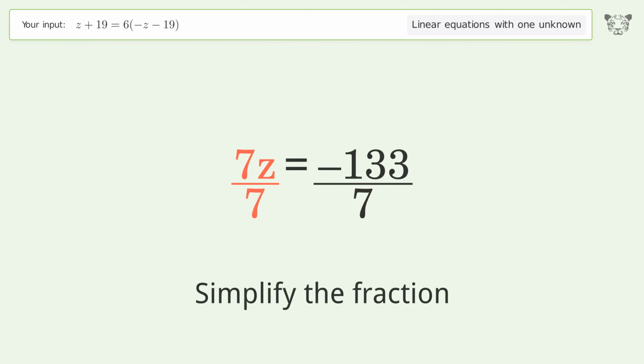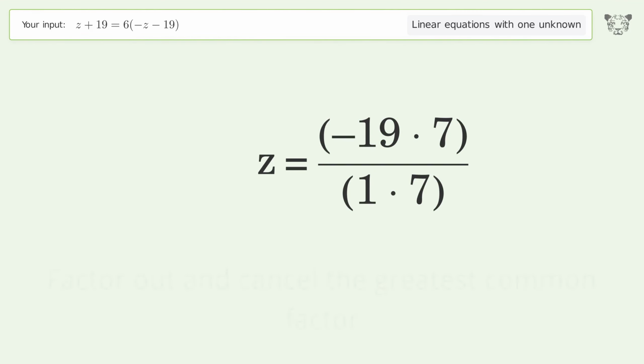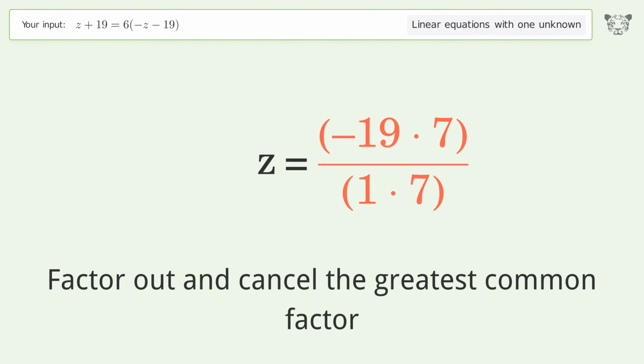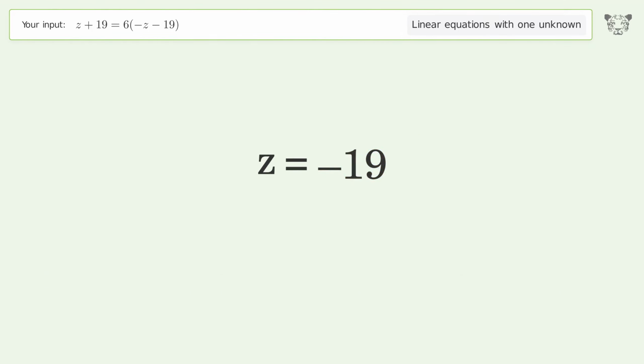Simplify the fraction. Find the greatest common factor of the numerator and denominator. Factor out and cancel the greatest common factor. And so the final result is z equals -19.